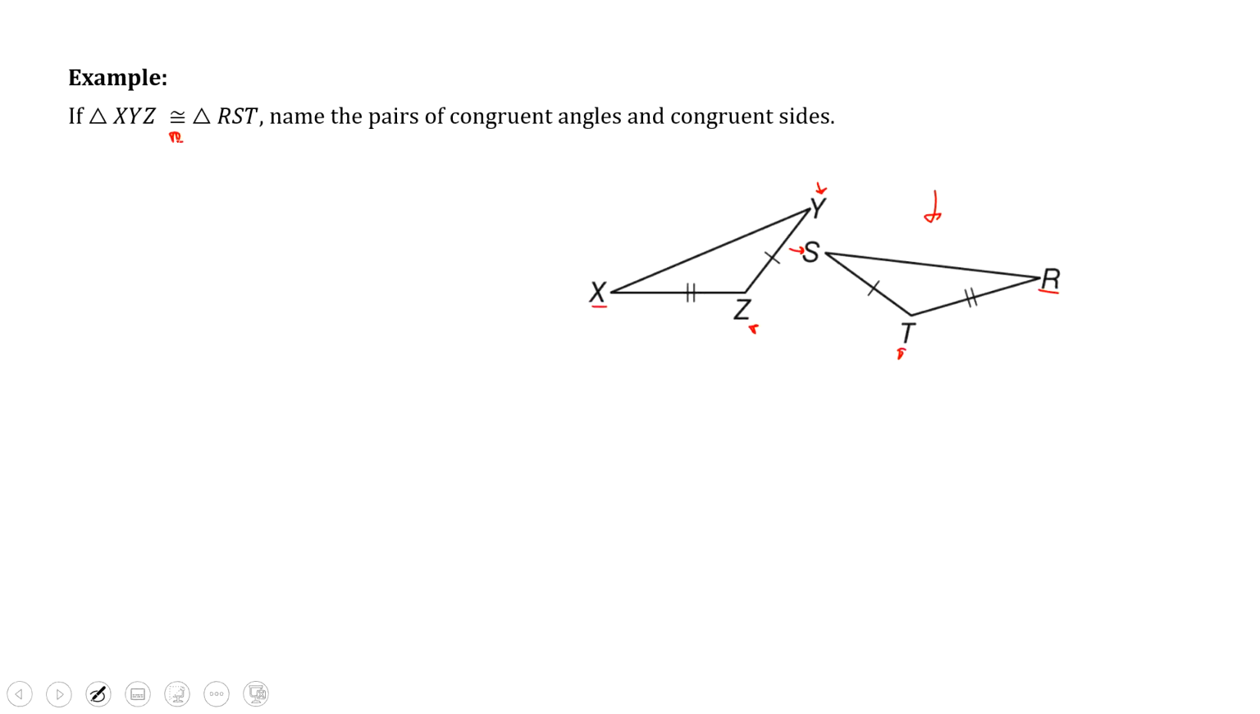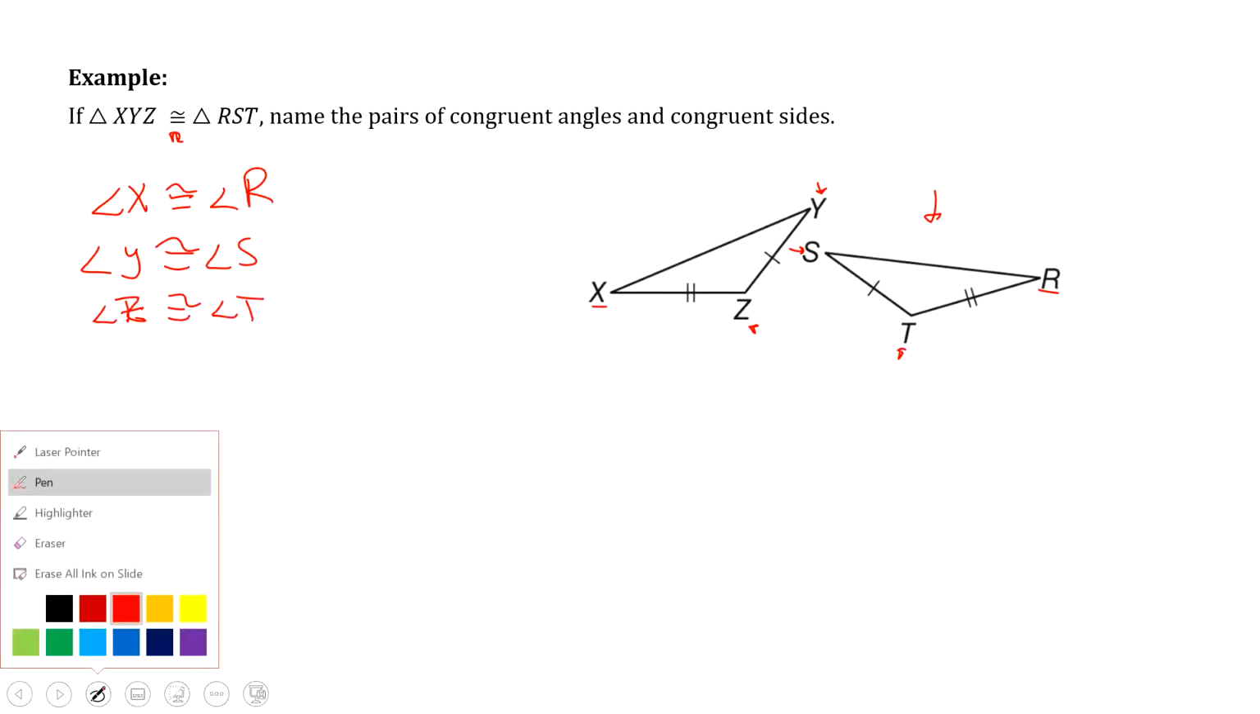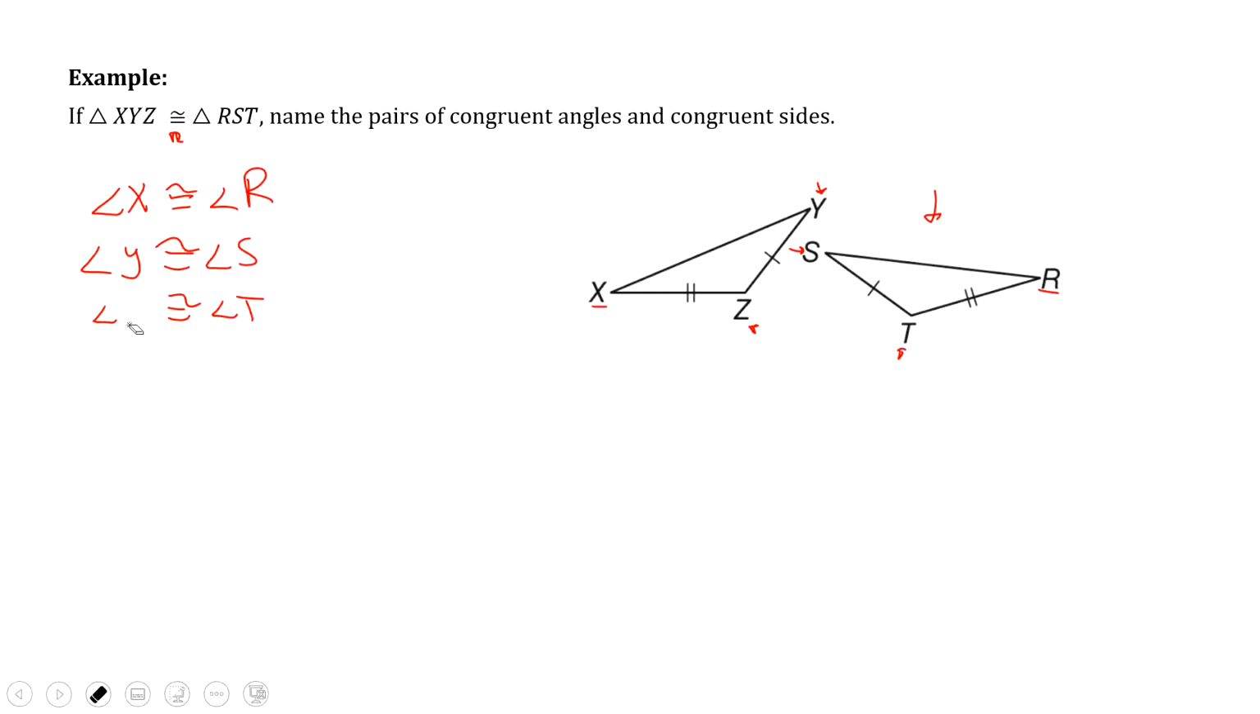So angle X is congruent to angle R. That's one pair. Angle Y congruent to angle S. Angle Z congruent to angle T. Make that a little neater here. Whoops. So those are the angle congruencies.